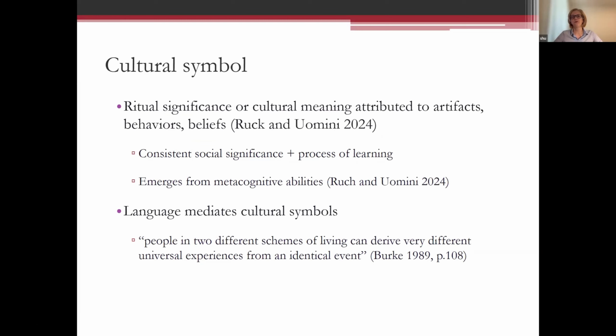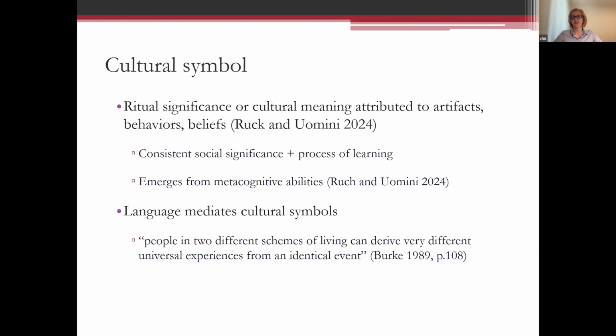Cultural symbols have ritual significance or cultural meaning, which is attributed to artifacts, behaviors, and beliefs. Cultural symbols are different from referential symbols, as postulated by Charles Peirce. Referential symbols are symbolic systems such as language itself. Cultural symbols have consistent social significance and are usually acquired in the process of learning within a specific linguocultural community.